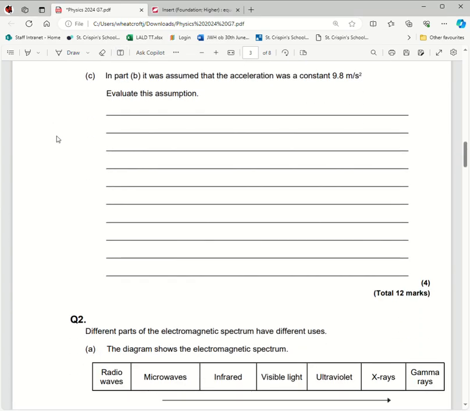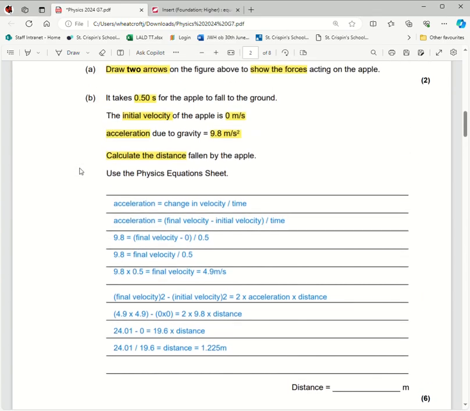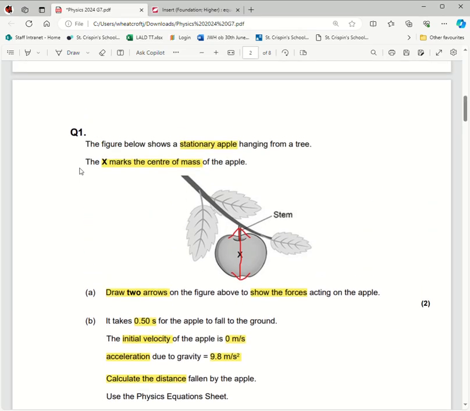All right, then the final part of this question is saying that in part B it was assumed the acceleration was a constant 9.8 meters per second squared. Evaluate this assumption. So the first thing is just to remind ourselves of the context of the situation. So we are talking about an apple that was hanging from a tree, has then broken off of that tree and is falling to the ground.